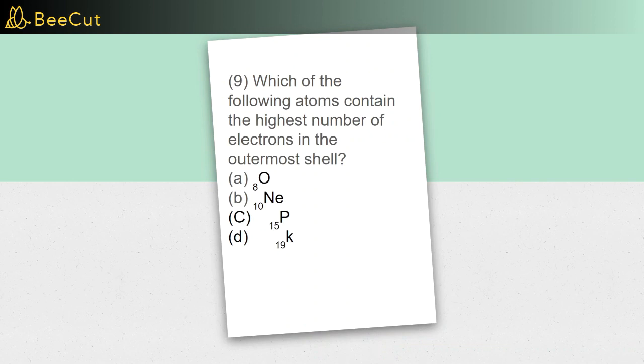Number 9. Which of the following atoms contains the highest number of electrons in the outermost shell? The one that contains the highest number of electrons in the outermost shell is B, which is neon. Why? It has 8 electrons in its outermost shell, while the others do not.